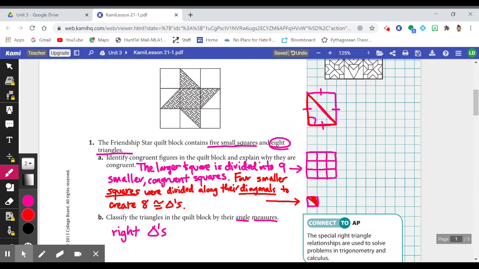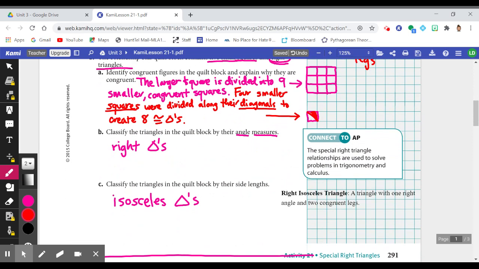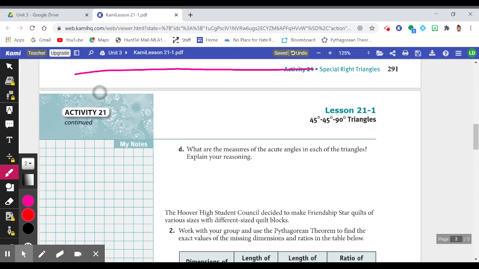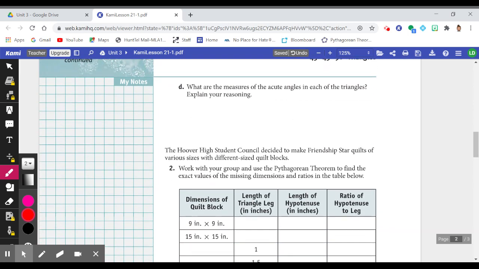Remember, in a right triangle, the two sides that create the right angle are referred to as legs, and the side opposite of the right angle, typically our longest side, is referred to as the hypotenuse. So just keep that in mind if you're wondering. We're going to get specific and use the term legs a lot more often than we use sides. So the last thing they wanted us to do is figure out the measures of the acute angles in each of the triangles.